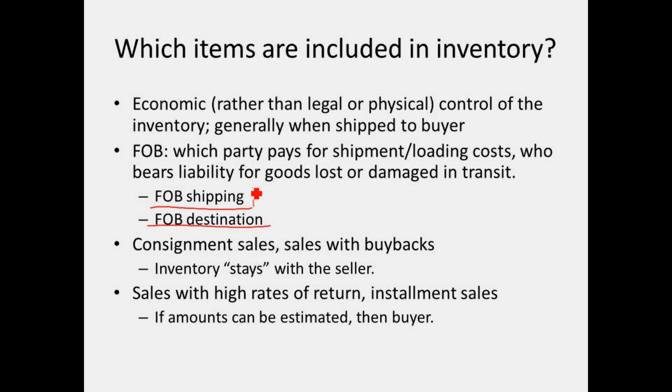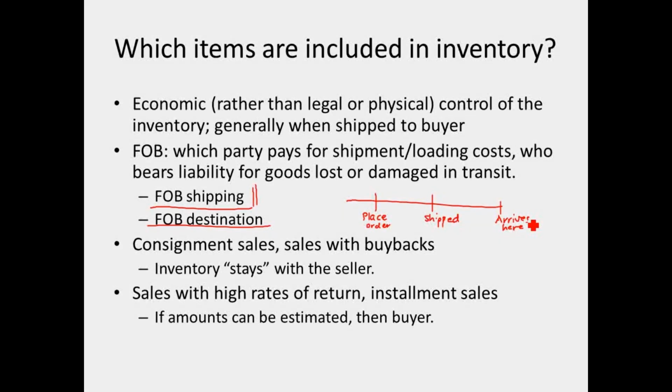Okay, so what does it mean if I buy something with the terms FOB shipping? I'm not really worried about who's paying the cost so much. I'm worried about who owns the inventory at which point in time. So when does the seller stop owning the inventory? Let's make a little timeline. Okay, so I place the order here. It is shipped here and it arrives here. Okay?